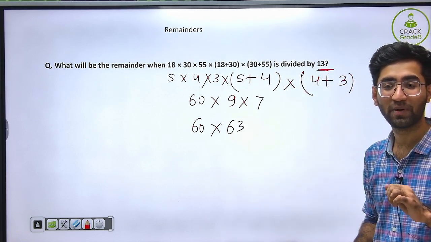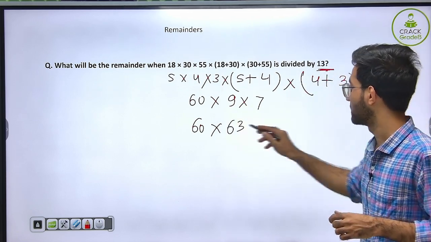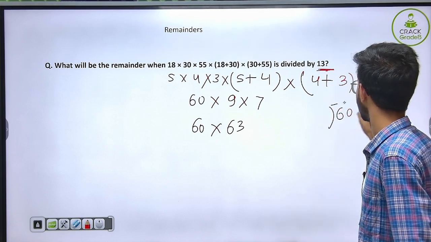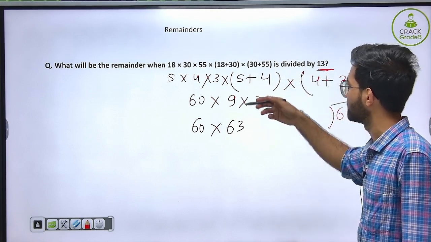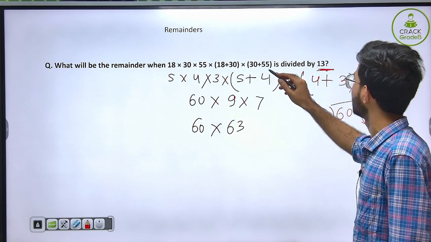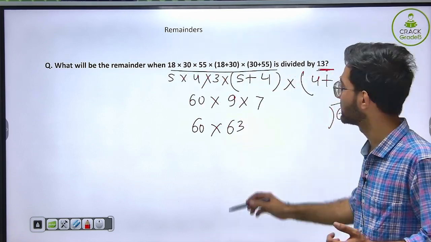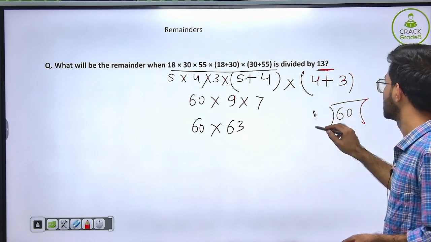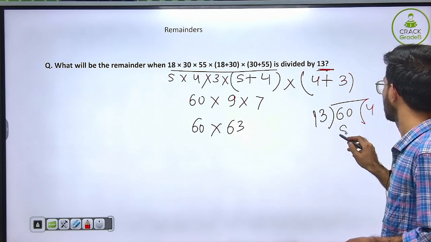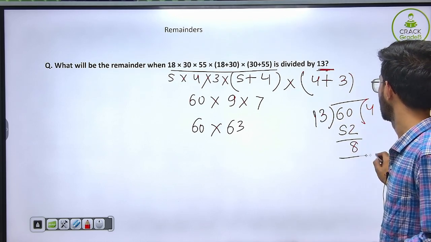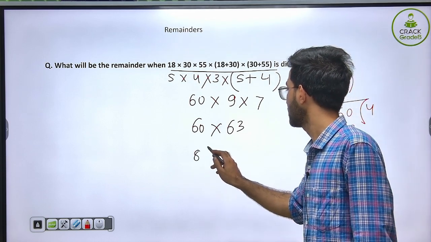Now what we will do? Simple. We will divide 60 by 13. We have to answer the remainder when this given number is divided by 13. So again you have to divide 60 by 13. So 13 into 4 is equal to 52. So obviously you will get remainder as 8.